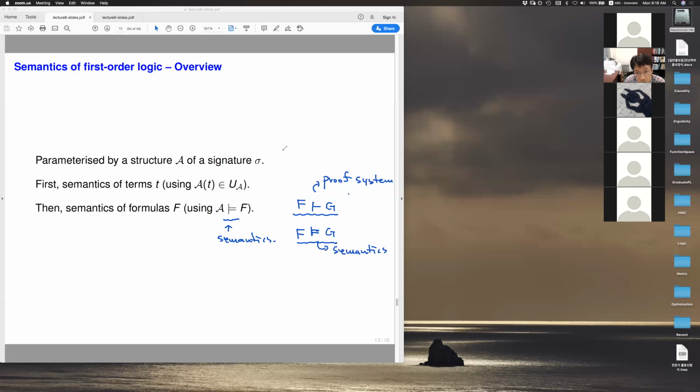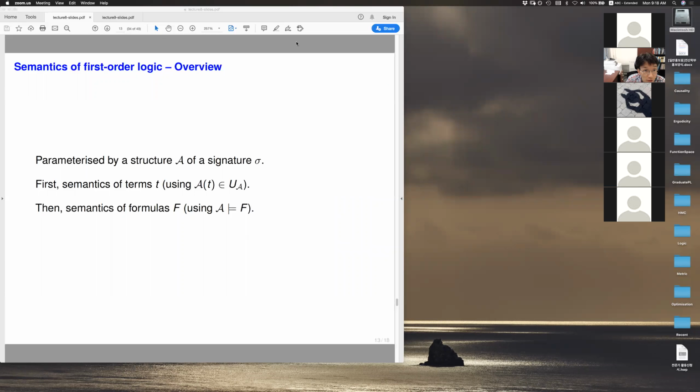Both definitions will be done using so-called structural induction, which is essentially doing induction on the subcomponents. If we have a term, we do the induction on the subterms. If we have a formula, we do the induction on subformulas. These are the strategies we're going to adopt to define the semantics in both cases.